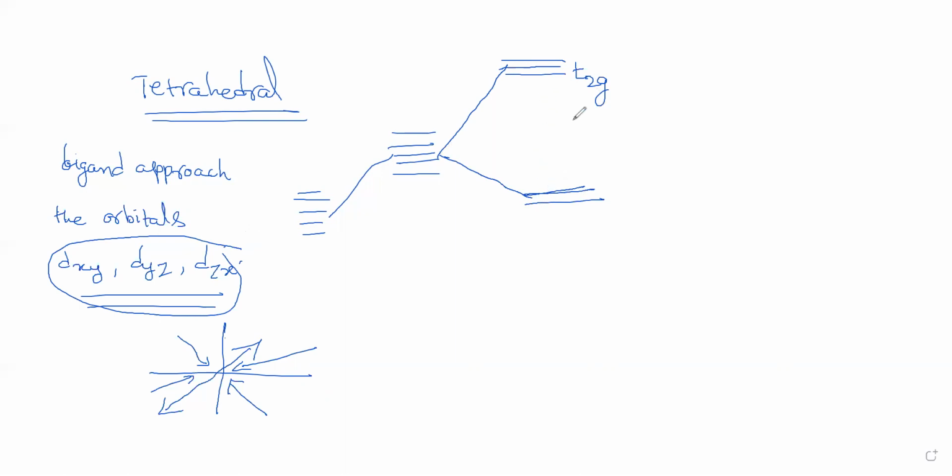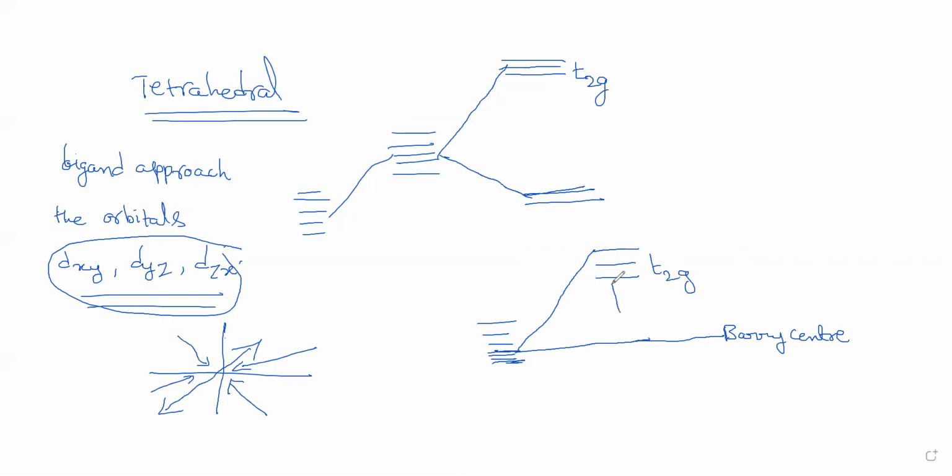But this is a rough diagram. I will draw that once again. Actually speaking, I have to draw the barycenter correctly. This is the barycenter. From the barycenter, you ensure this, that T2G will be at the small gap, that is 0.4 delta naught, and the EG will be at a larger gap.